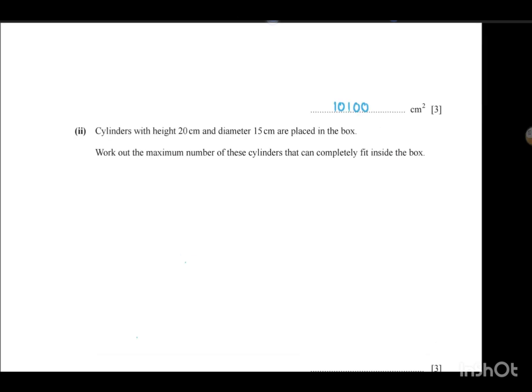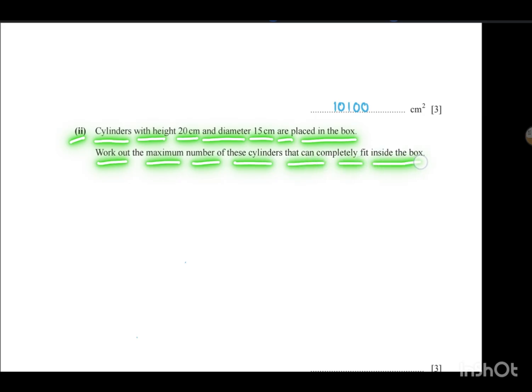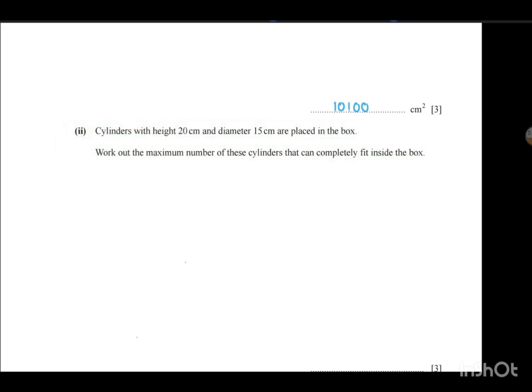Question number 2. Cylinders with height 20 centimeters and diameter 15 centimeters are placed in the box. Work out the maximum number of these cylinders that can completely fit inside the box. Now we need to find out how many such cylinders can be fit in this box. So let us go to the box once again.